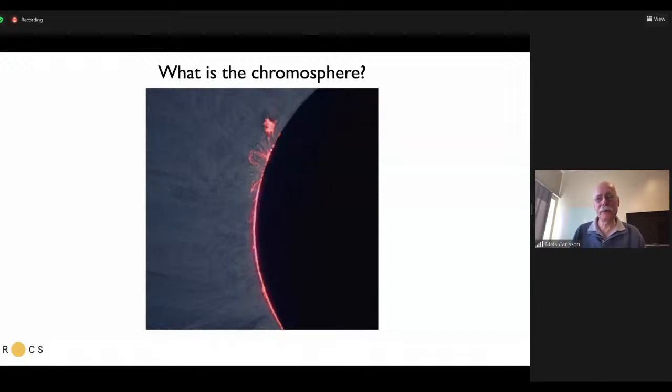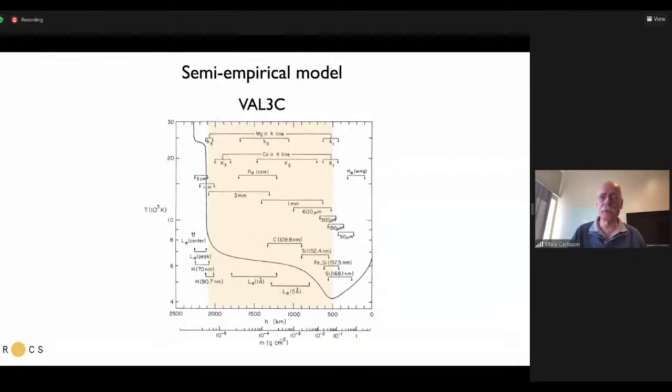And it was clear early on that you couldn't get a fit to the observations with a standard radiative equilibrium model. If the temperature just falls all the way, then you would not get what you observe. So the first modeling was semi-empirical modeling. Maybe the most famous one is from Vernazza, Avrett and Loeser, their third paper. They have a series of models, A, B, C, D, E, F, and the one that fits the average Sun is the C model, VAL3C.